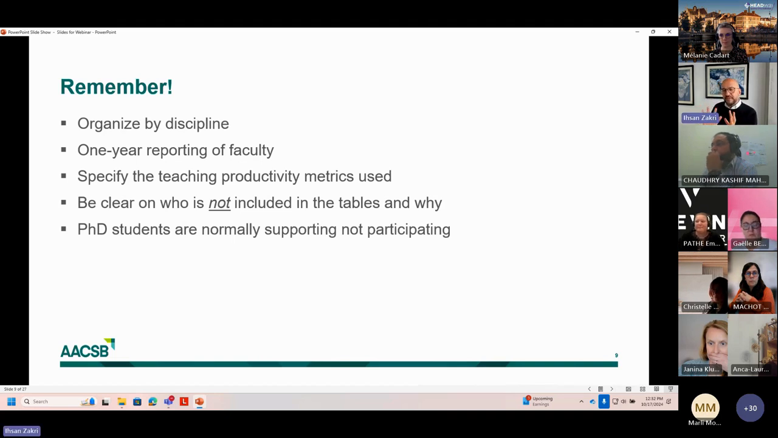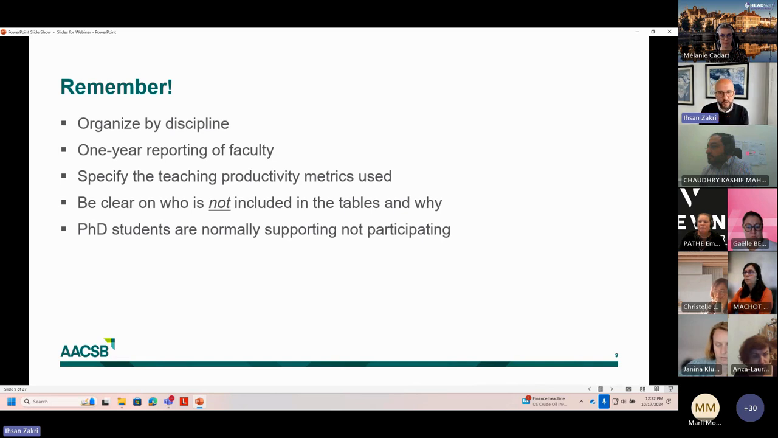So these are some of the reminders, just some of the basics that will be very helpful when you are working on table 3.1. Remembering these things: you are organizing by discipline, in case I didn't say that already. It says by discipline. The reporting is 1 year. You're reporting 1 year of your faculty. So the last academic year, the year we're writing the report, who was on our faculty that year? We're going to include them in table 3.1.